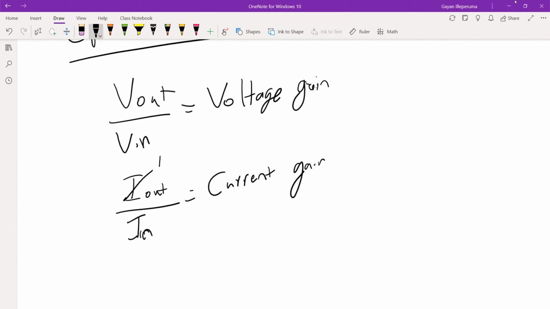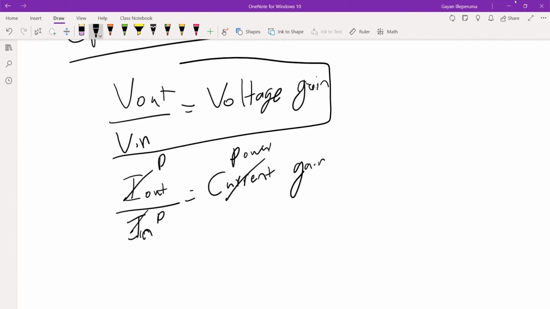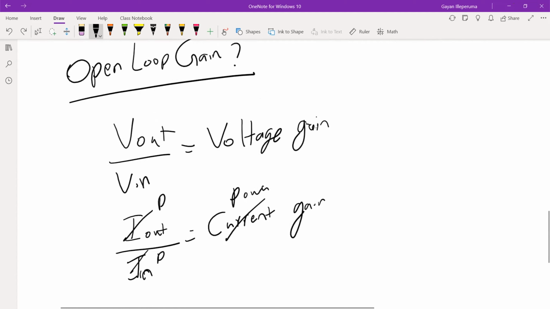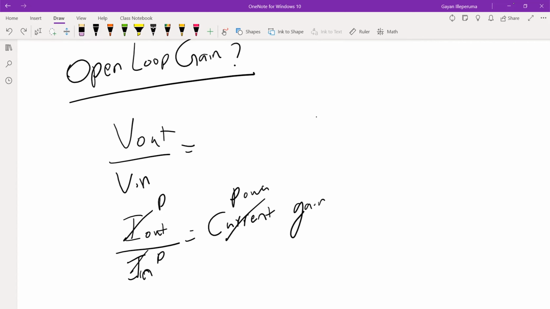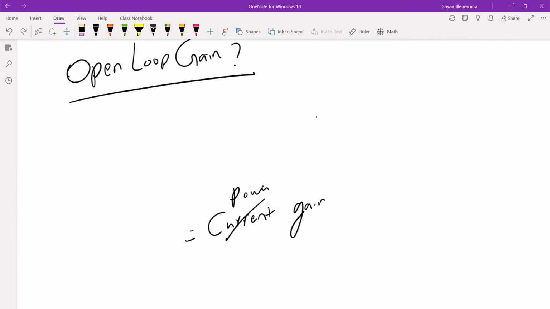Similarly, if you change it to power, this will be known as the power gain. So V out divided by V in is a general expression for the voltage gain. We have a much more precise definition for open loop gain. You can say open loop voltage gain if you want, but usually we just say open loop gain because in op amps we expect to amplify the voltage. Gain without the feedback.